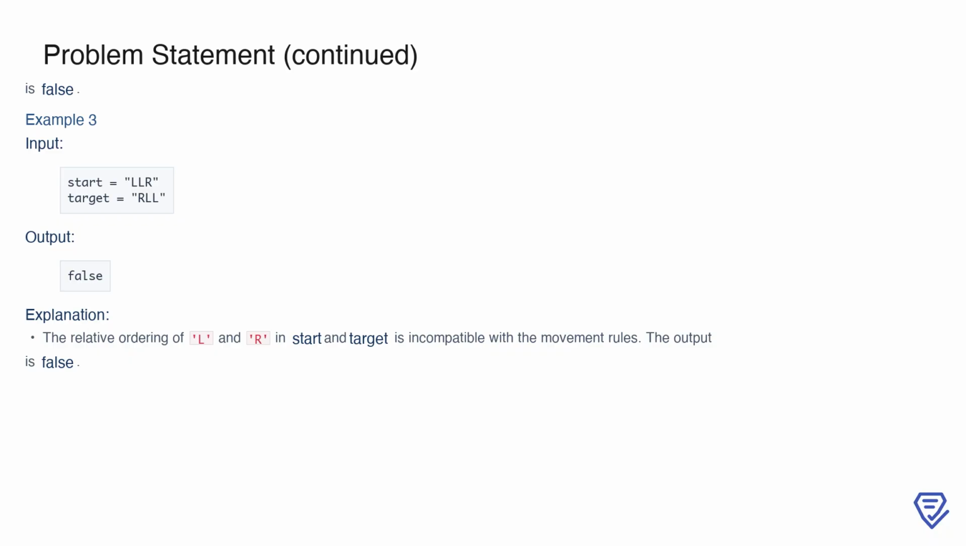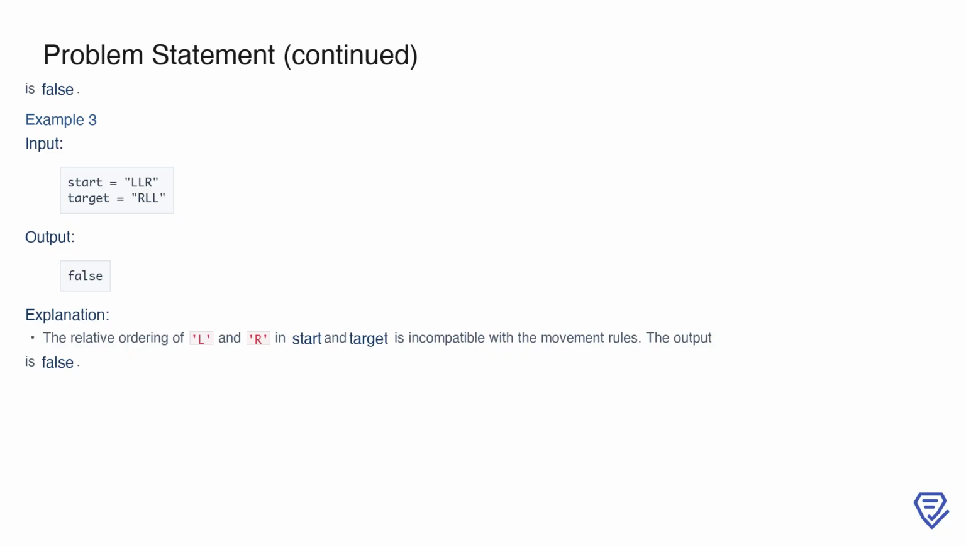Additionally, another example is provided where start is LLR and target is RLL. The output here is also false. The issue is that the relative ordering of L and R in start and target is incompatible with the movement rules. Since R can only move right and L can only move left, their positions cannot be swapped to match the target string.